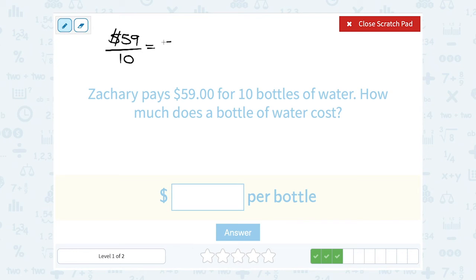So that would be 5.9, or if we write it as money, we would call that $5.90. Remember, filling in that 0 after our first decimal, right? Because this is the tenths place where the 9 is, and this is our hundredths place. So we need to round to the nearest penny.